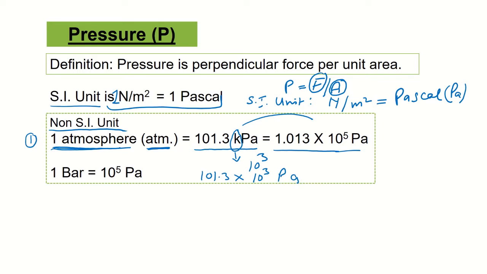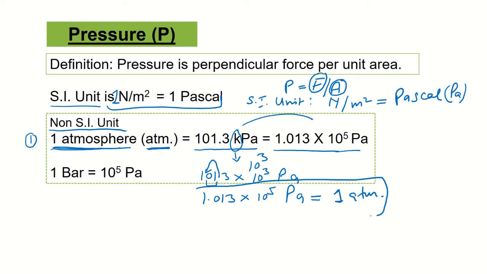The decimal moves two digits, so we get 1.013 into 10 to the power 5 Pascal. This way we can write the Pascal value, and this is equal to 1 atmosphere. So this is the relation between 1 atmosphere and the Pascal.